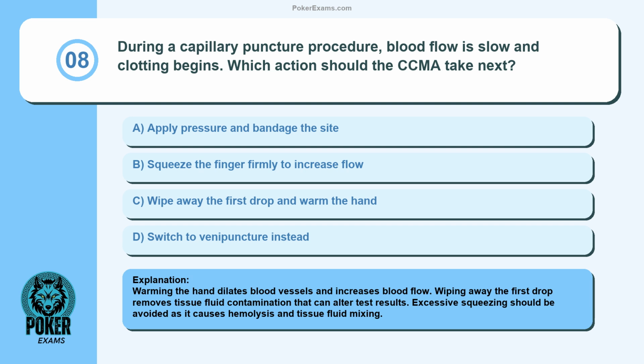Warming the hand dilates blood vessels and increases blood flow. Wiping away the first drop removes tissue fluid contamination that can alter test results. Excessive squeezing should be avoided as it causes hemolysis and tissue fluid mixing.